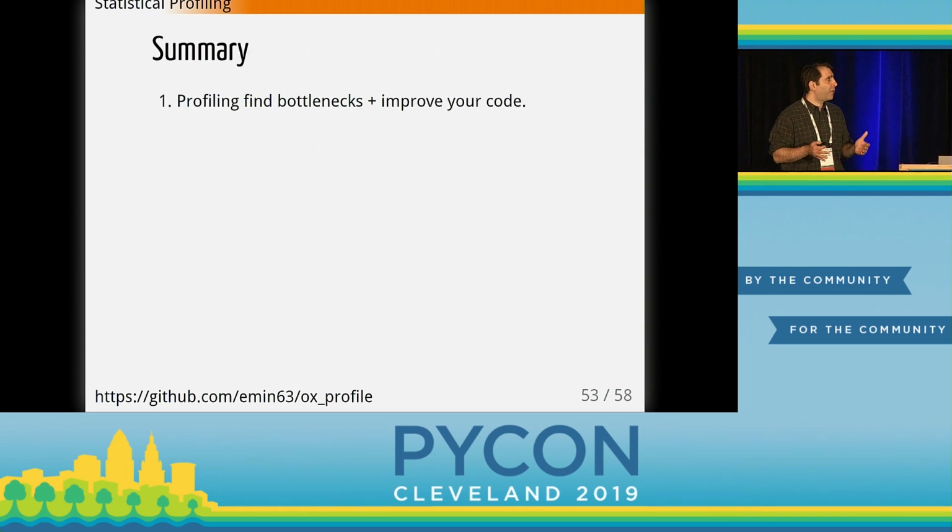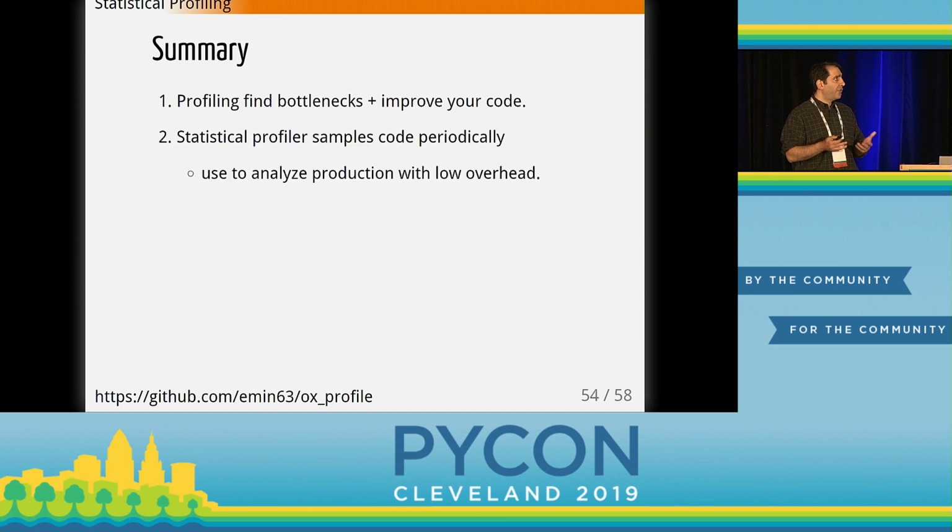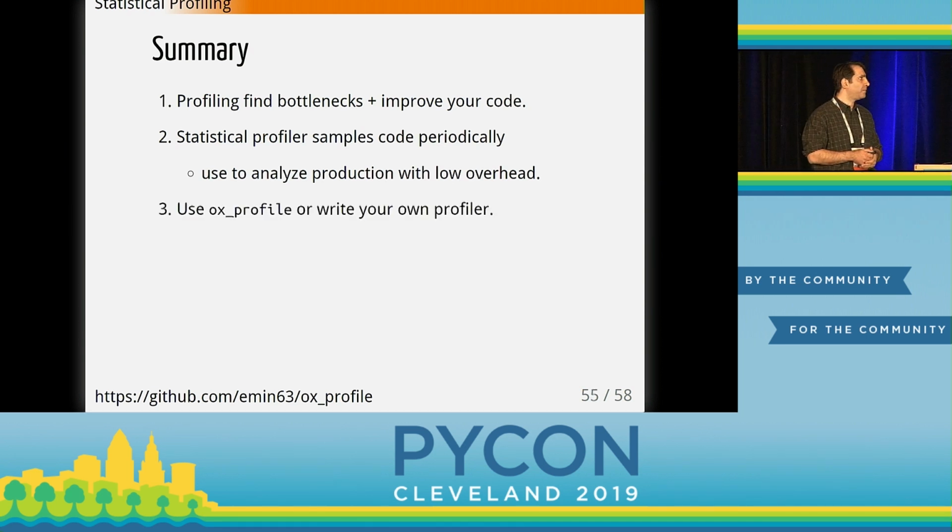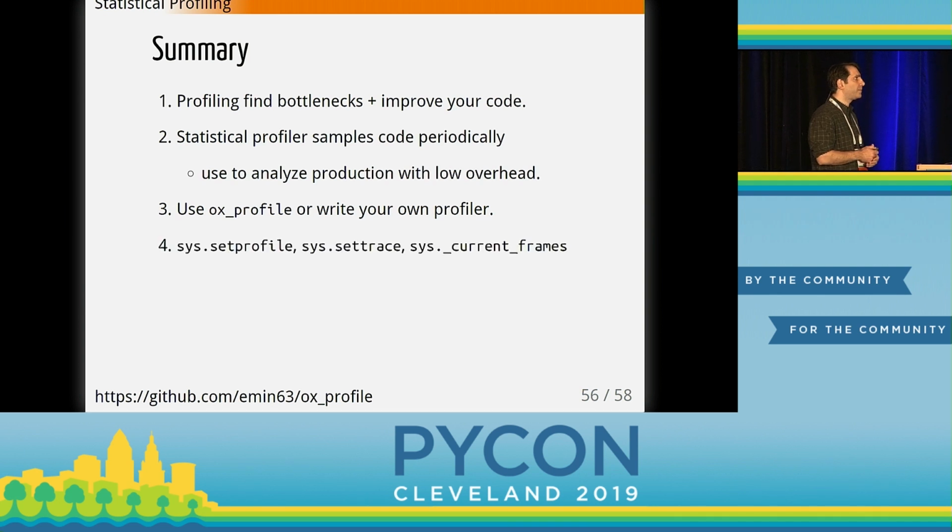So let me summarize. Profiling is designed to find bottlenecks and improve your code. You can use deterministic profilers for that, but they can be slow. So you can use a statistical profiler to sample your code periodically. It'll let you use your statistical profiler in production to see what real users are doing without too much overhead. You can use Ox Profile, which is open source and on GitHub, or you can write your own in really not that many lines, provided you're careful of a few things.